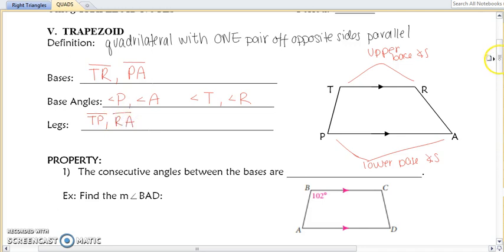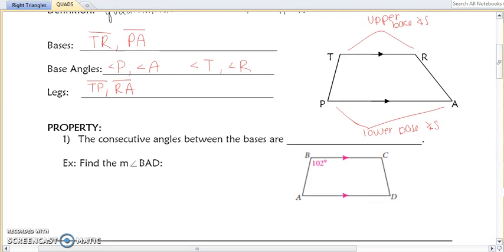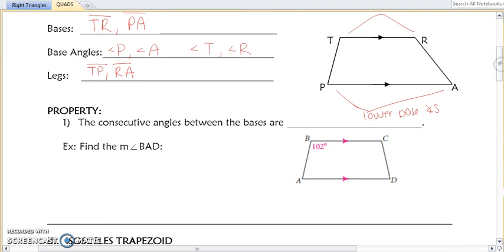In our trapezoid, we have different qualities and characteristics than our parallelogram. So forget about everything that you know about your parallelogram when you're dealing with trapezoids. So really all we know right now is that we have all angles adding to 360 degrees because it's a quadrilateral. In addition to that, we know that consecutive angles between the bases are supplementary.